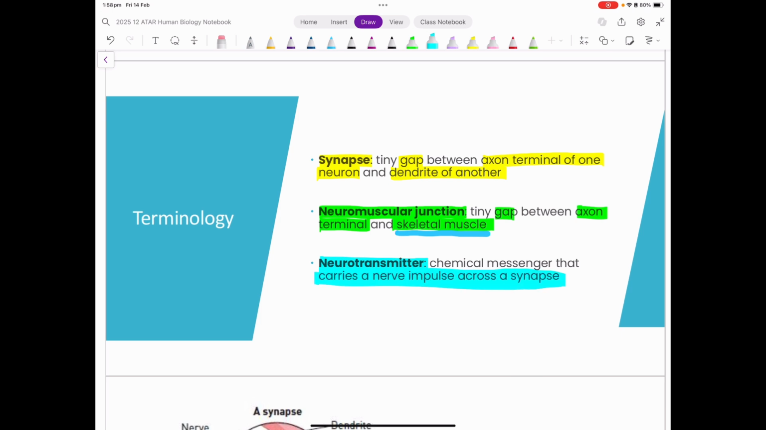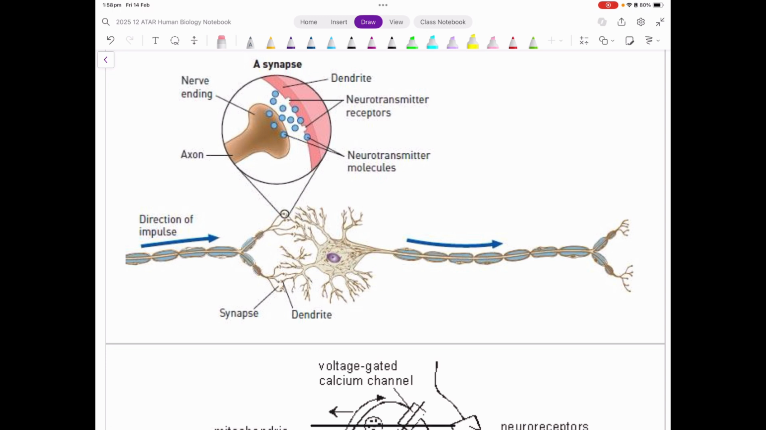So let's have a look at a diagram and see what this actually looks like in reality. In this diagram here, we have two neurons. My first neuron over on the left-hand side, you'll see I'm colouring in all of the axon terminals leading back towards the axon itself. And in the second neuron, in the green highlighter, I'm highlighting all of the dendrites over on the right-hand side of this other neuron.